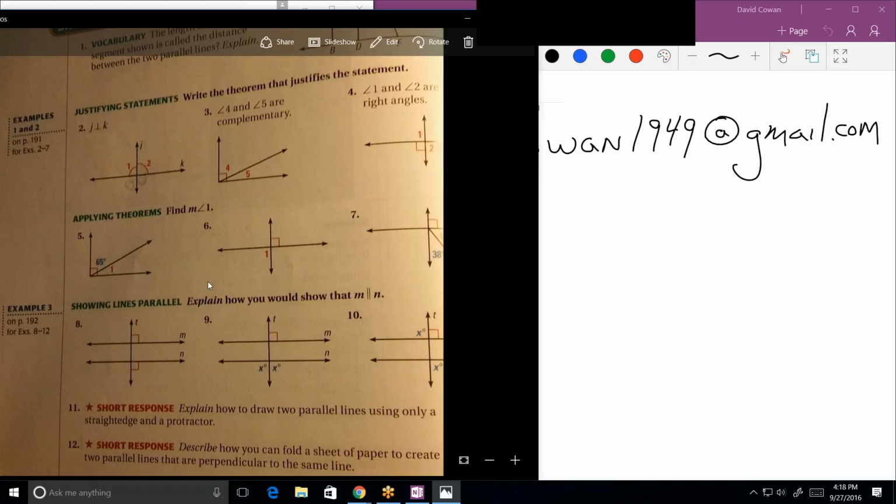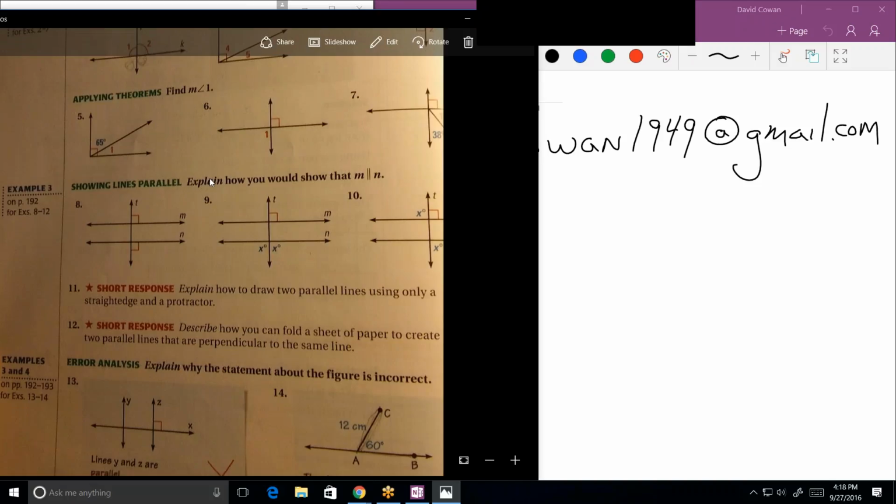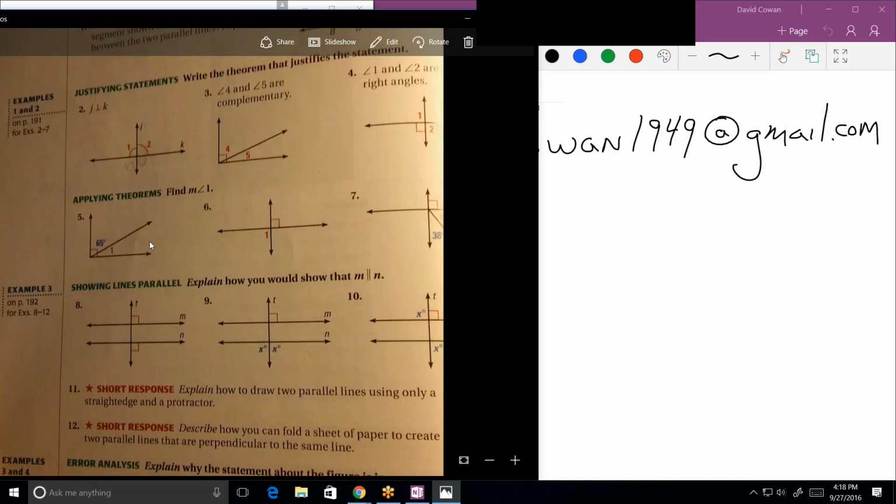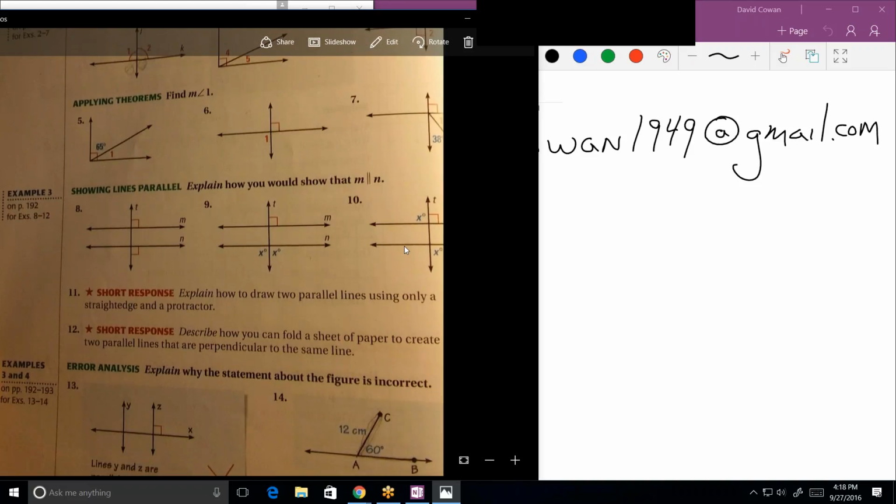Okay, how about number 5? For us, it's just theorem 3. What's that? Find the measure of angle 1. So we can use that theorem where if two sides of two adjacent acute angles are perpendicular, then the angles are complementary. We can use that.